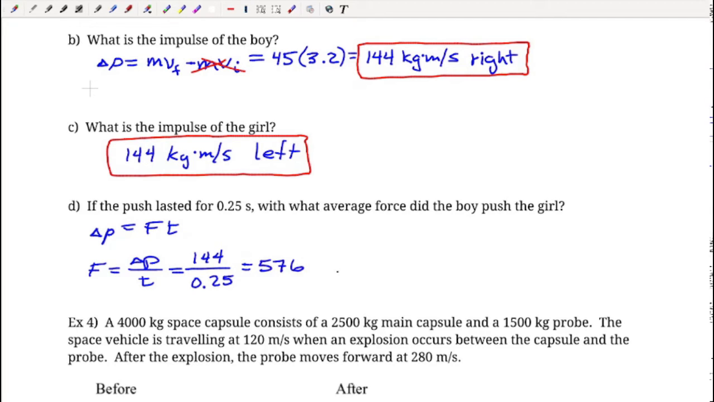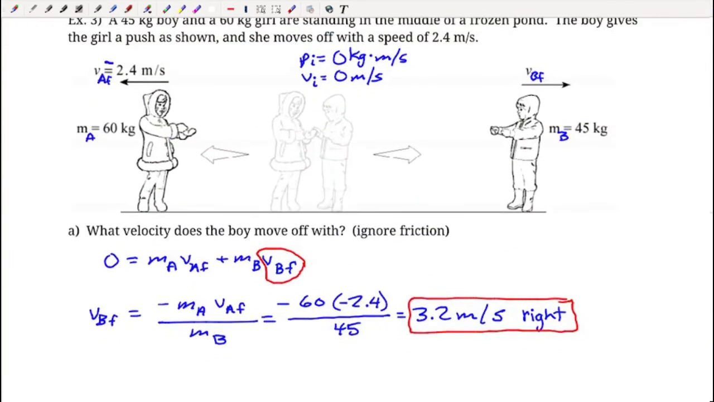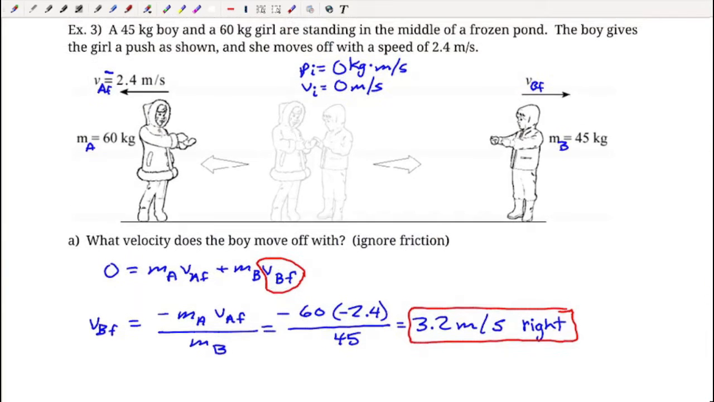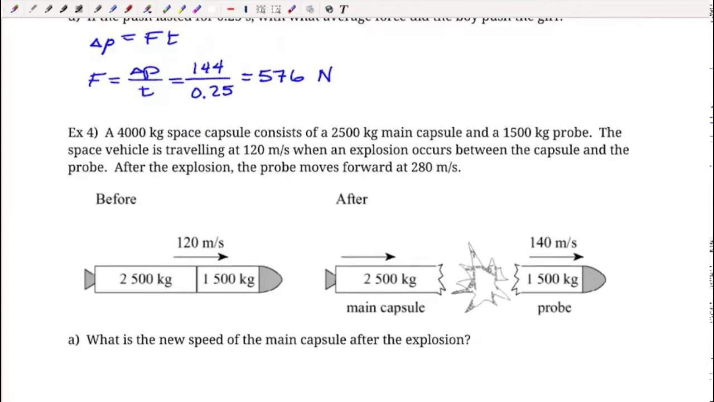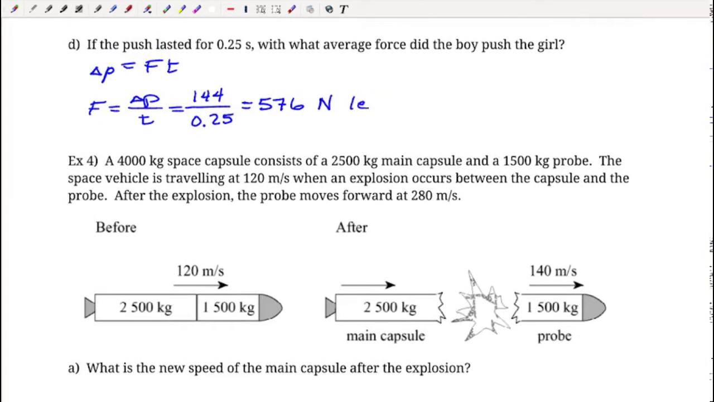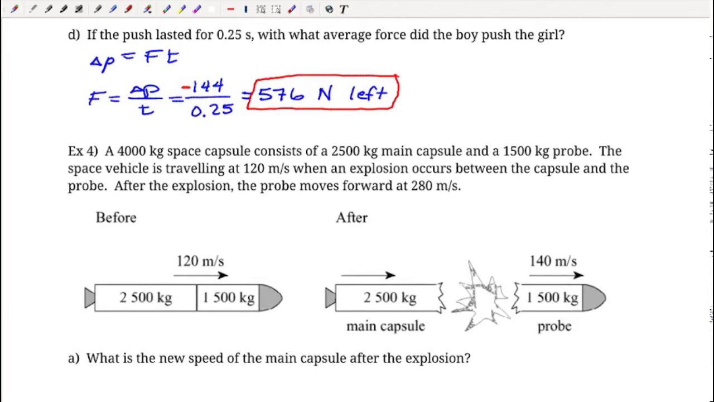576 newtons. Now I have to think, okay, the force of the boy pushing the girl. Well, the girl was standing still and ended up going to the left. So the boy is pushing the girl towards the left. The force is going to be left. And this comes from the fact that we're looking at the girl's change in momentum, which actually we could have made negative at this stage if we wanted to. But the force on the girl is to the left.